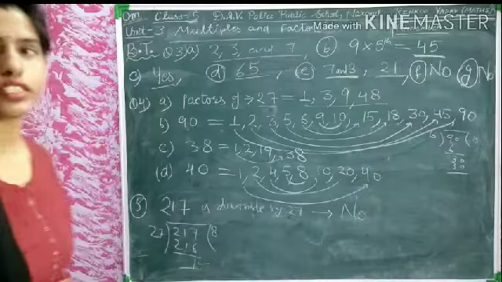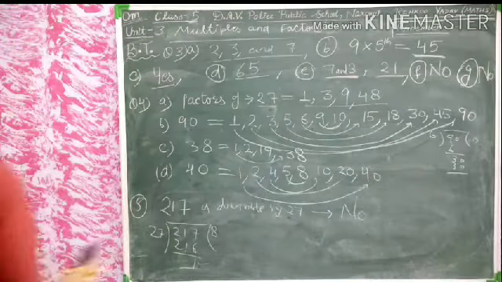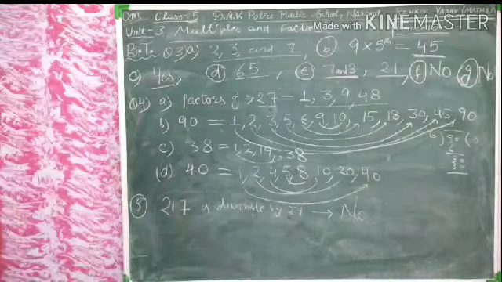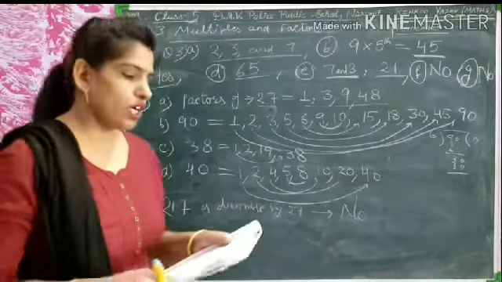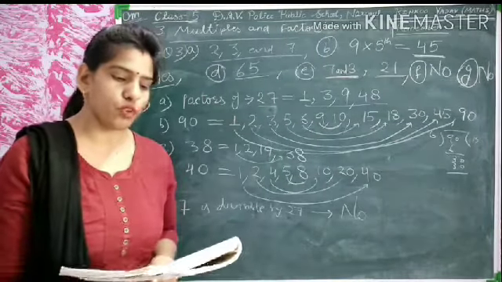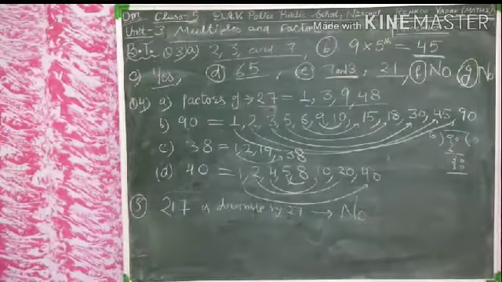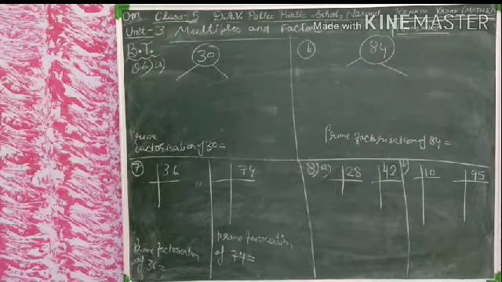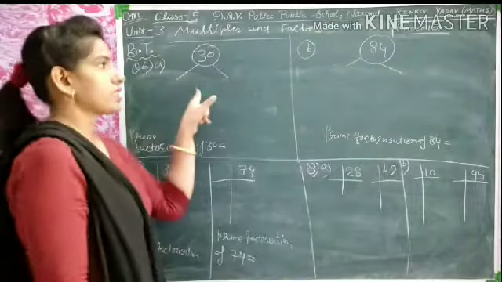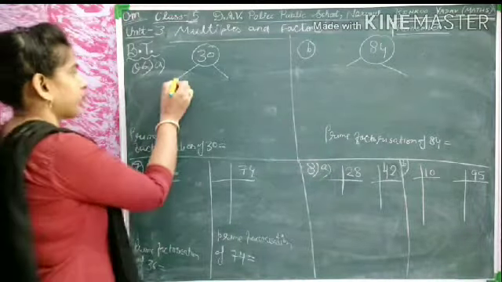Okay, students. Now we will go to the next question, that is question number 6. In question number 6, you have to find the prime factorization of the following numbers by the factor tree method. So let's see there. Now students, there is question number 6. In question number 6, there are the prime factors.